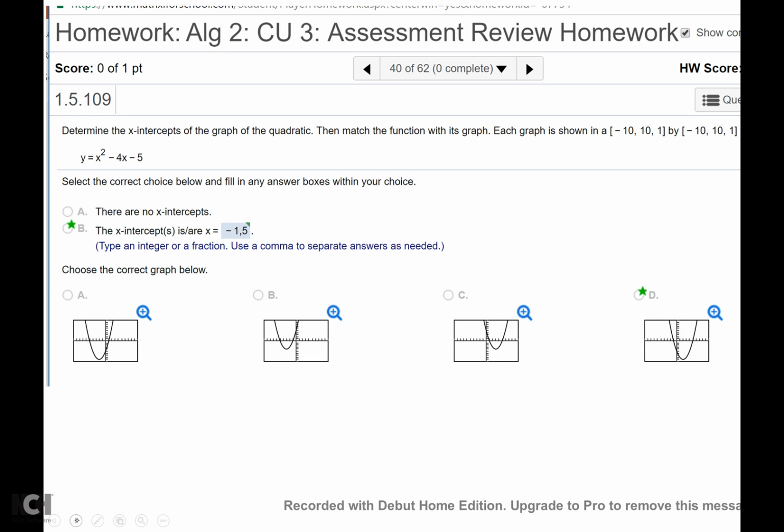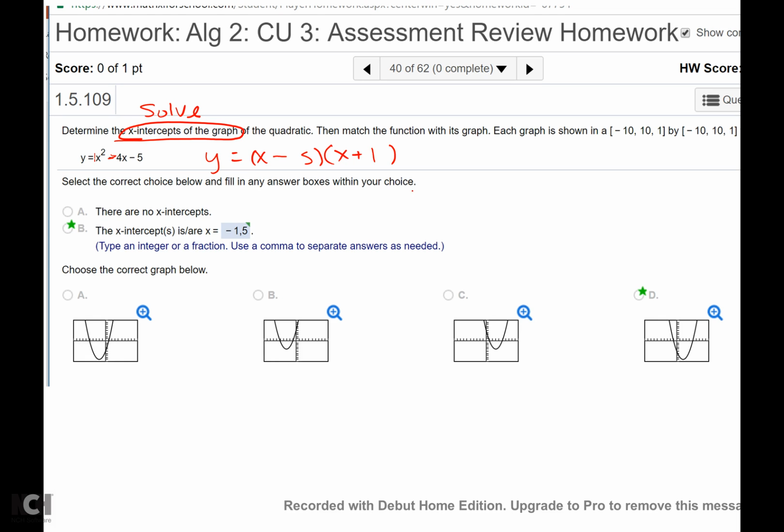Alright, determine the x-intercepts of the graph of the quadratic, then match the function with its graph. When they ask you for x-intercepts, they're asking you to solve the quadratic. That means factor, quadratic formula, whatever you like. I'm going to do factoring. It should be easy because a is 1. X and x make x squared. 5 and 1 make 4 if I subtract. C is negative, which means just the bully gets the middle. So bully 5 is going to get the negative in the middle, and 1's going to be the positive.